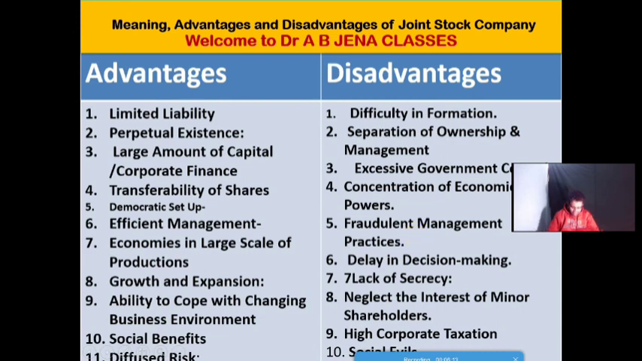So next one, as per our agenda, these are the advantages that will be derived from a joint stock company, the benefits it gives to the public, and these are the disadvantages. There are 12 advantages, from limited liability to, the last one, social benefits and diffused risks. And the disadvantages run from difficulty in information, and the last one is social abuse. So friends, we will discuss one by one.